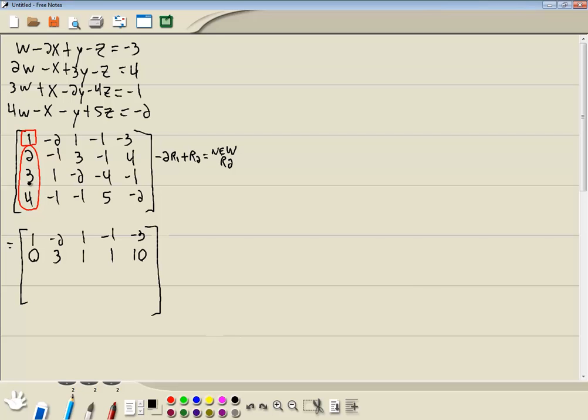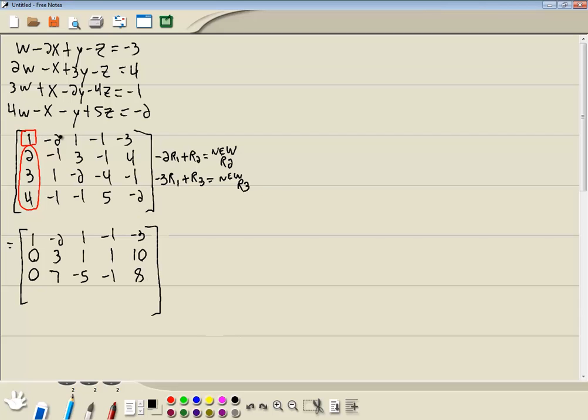Now we'll work on the 3. We want to get a 0 here. So you ask yourself, what do you multiply times the 1 that you can then add to the 3 to get a 0 there? It'd be negative 3. Again, it's always the opposite number. So negative 3 times row 1 plus row 3 gives us our new row 3. Okay, negative 3 times 1 is negative 3 plus 3 is 0. Negative 3 times negative 2 is 6 plus 1 is 7. Negative 3 times 1 is negative 3 plus negative 2 is negative 5. Negative 3 times negative 1 is 3 plus a negative 4 is negative 1. Negative 3 times negative 3 is 9 minus 1 is 8.